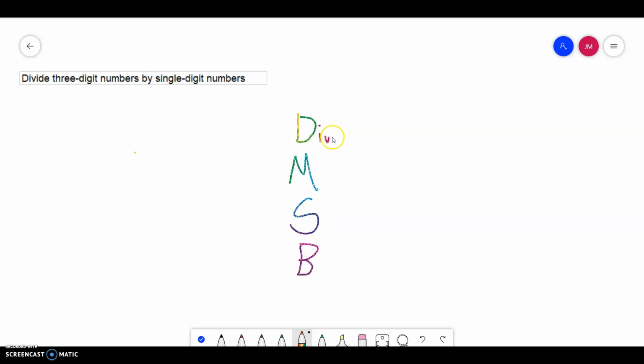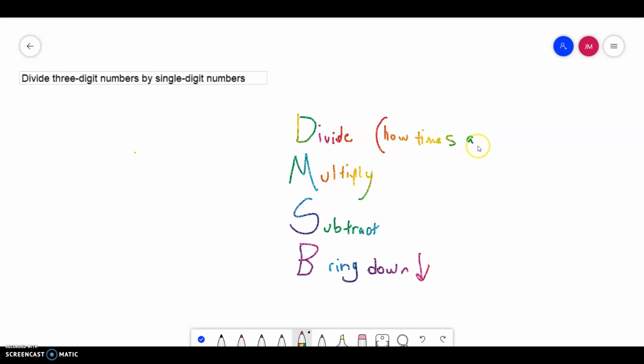But this is divide, multiply, subtract, and bring down. Now, when I say divide, that's going to be how many times a number fits. Let me show you what I'm talking about.